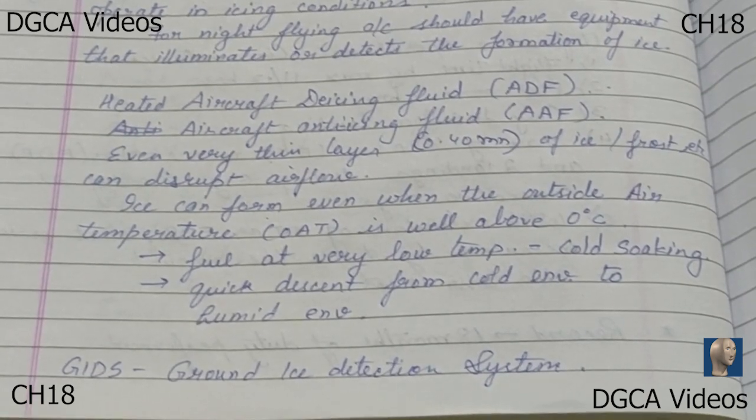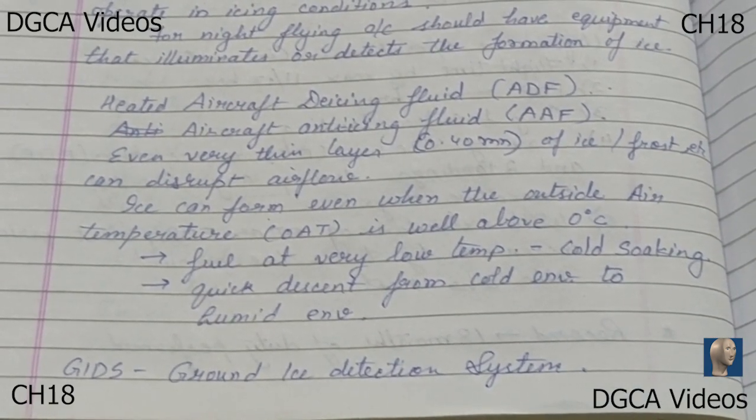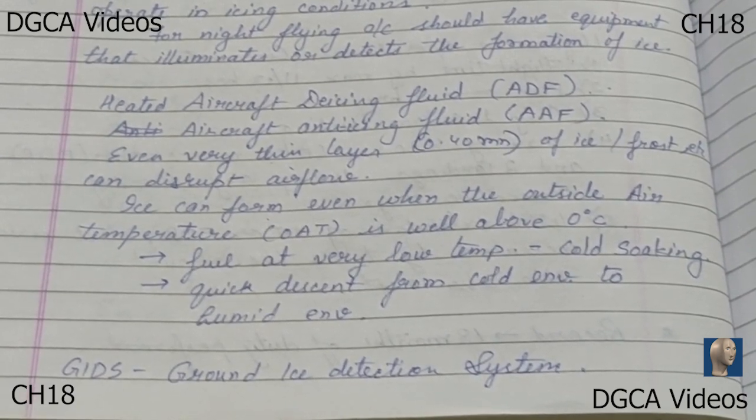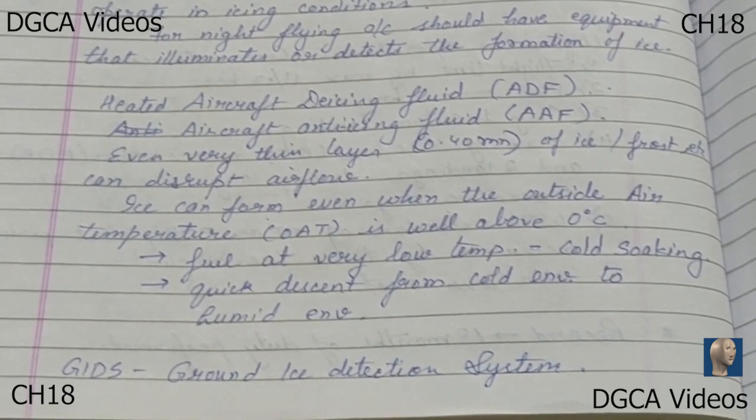GIDS is the ground ice detection system. Ice can be detected on the ground by some special tactile inspections, and that is done with the help of this system. And that is all about the icing. Moving on to the next topic.